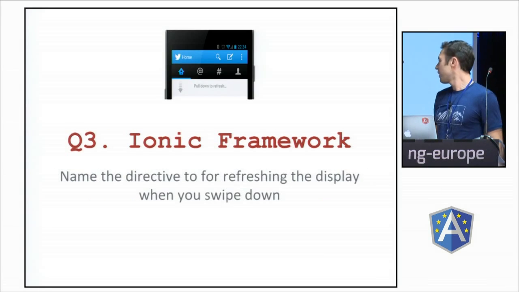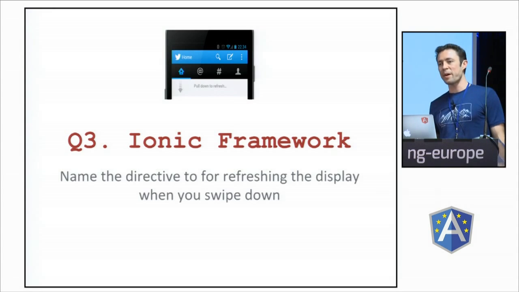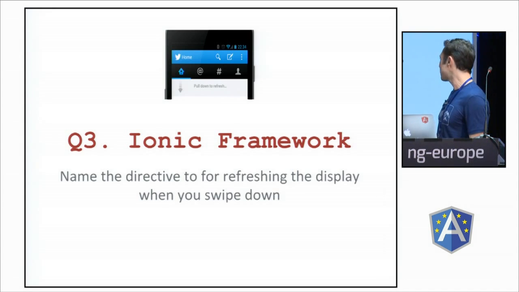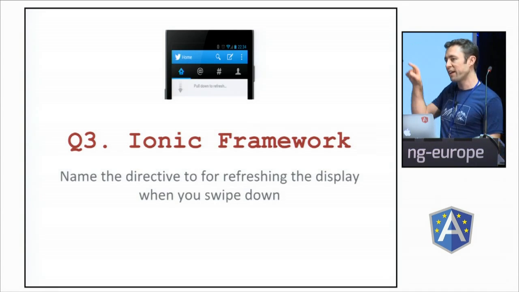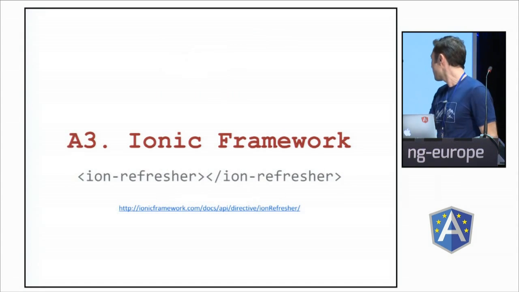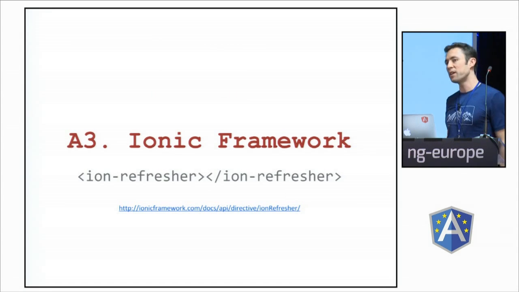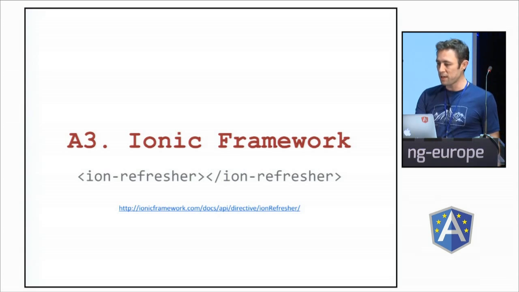And we've been talking a lot about mobile today already, so here's one for the Ionic framework. What's the directive you'd use if you wanted to have a pull-down refresher, you know, like you have on Twitter? When you swipe down, it refreshes. And this is ion-refresher, and you can go and see the documentation for that too.